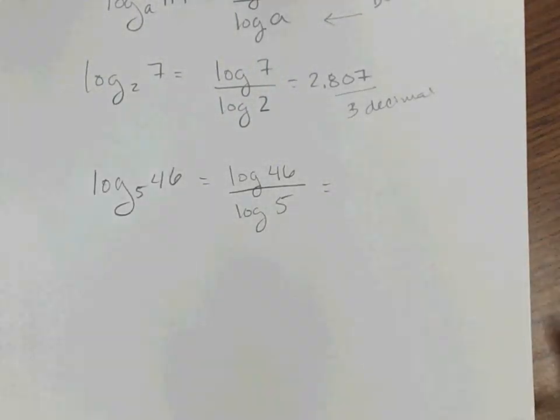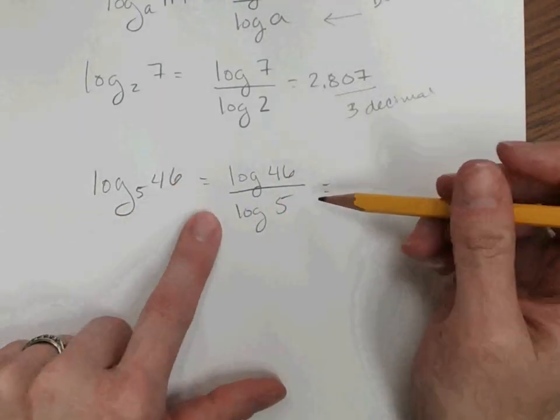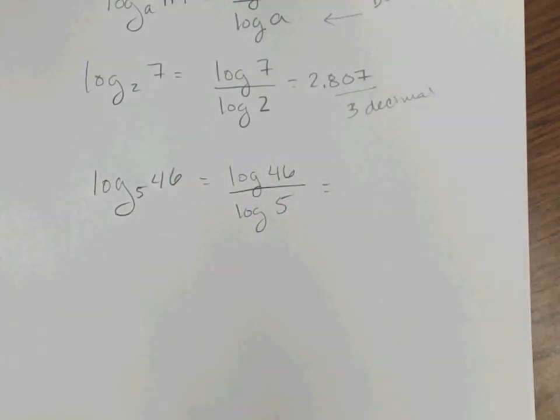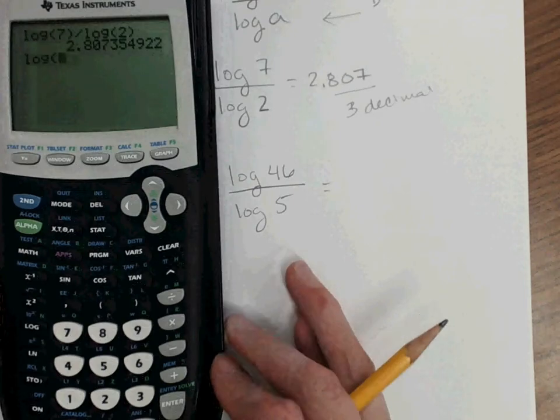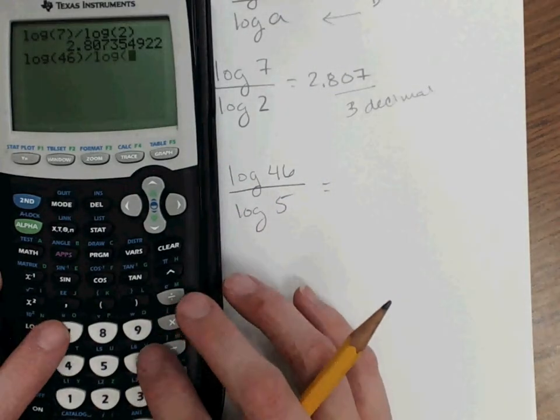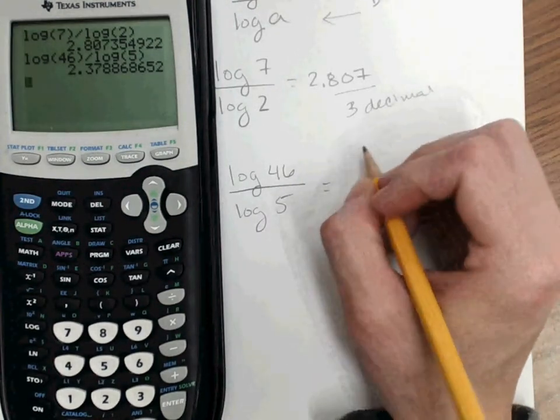So on a test, I would ask you to use the change of base formula. I want to see this. I know that there are some calculators out there that have the ability to change the base of that log, but that's not what I'm testing you on, right? So I'm going to have log 46 divided by log base 5, which gives 2.379.